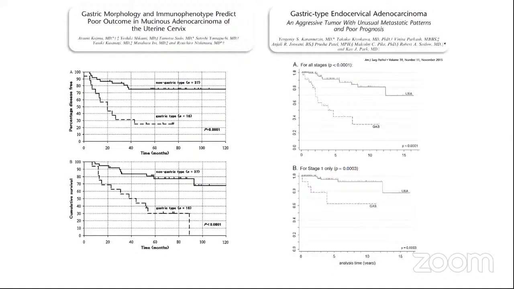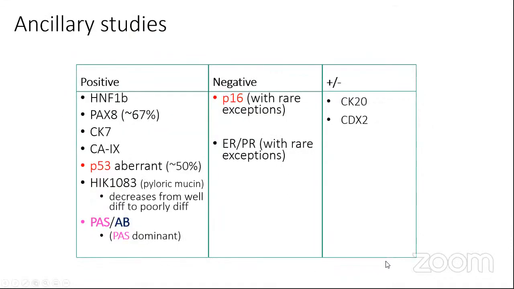So both the Kojima paper and a follow-up paper that we did 20 years ago showed that indeed the gastric type tumors have worse overall and disease-free survival compared to the non-gastric or usual type. And even when we looked at stage 1 tumors only, you can see that the gastric type tumors do much worse. So how do we diagnose these? Are there any ancillary studies that can help us?